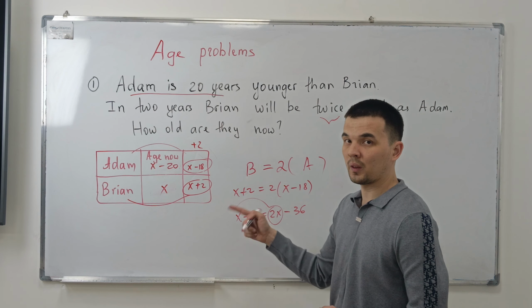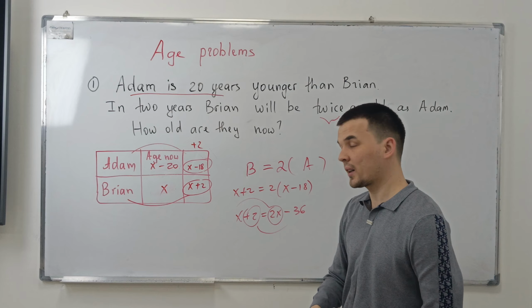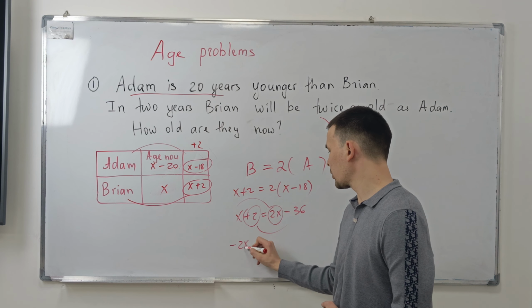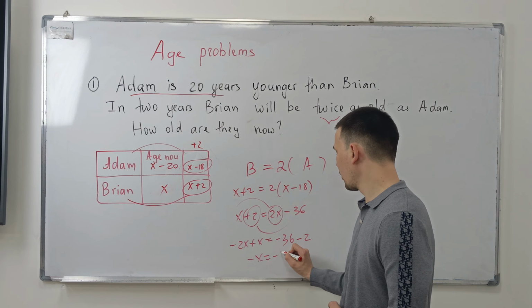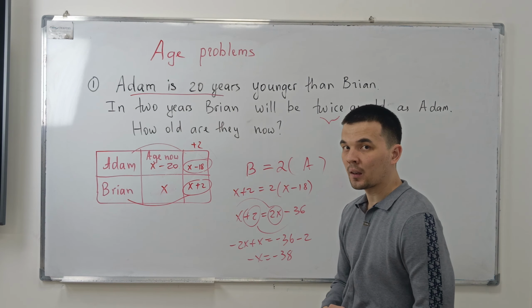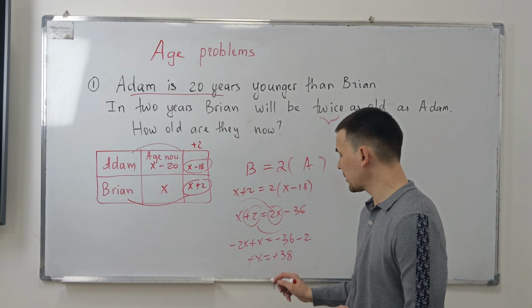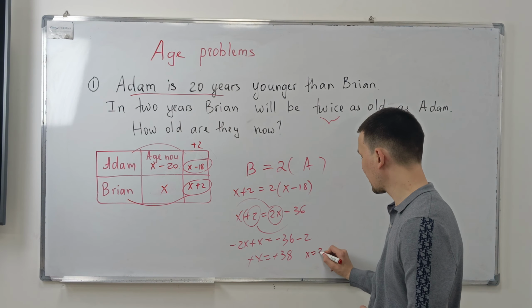The x should be sent to the left side, numbers should be sent to the right side. So it gives you minus 2x plus x equals minus 36 minus 2. Minus x equals minus 38. And if you eliminate both minus signs, your final answer is 38.